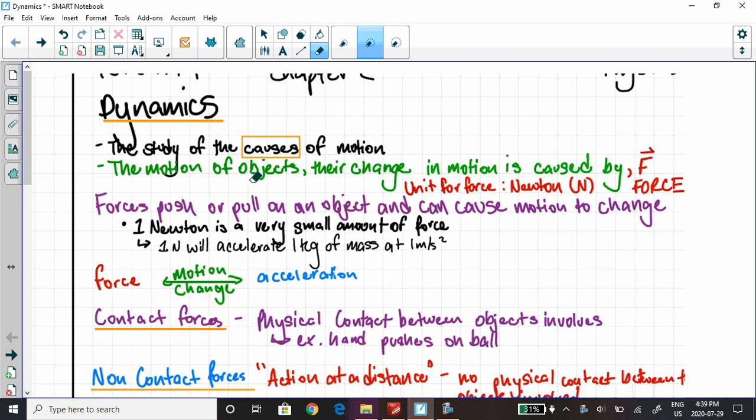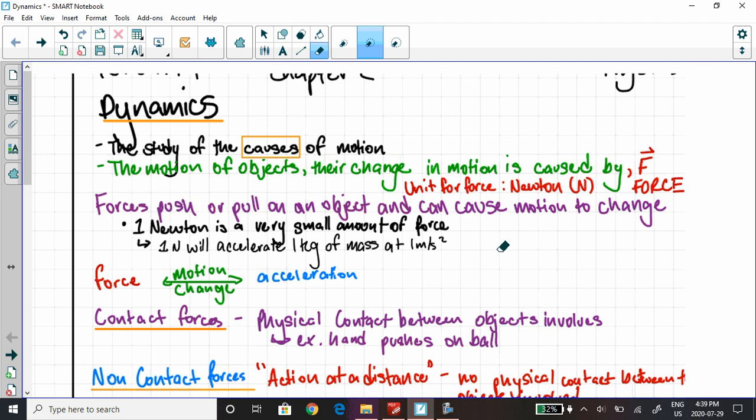Well, there's a name for that. The motion of objects, their change in motion, is caused by force. So here's a new quantity in physics. It's a vector, symbol F with a vector. And the unit for force is the Newton, named after the great scientist Sir Isaac Newton, who did a lot of work in this area back in the 1600s.